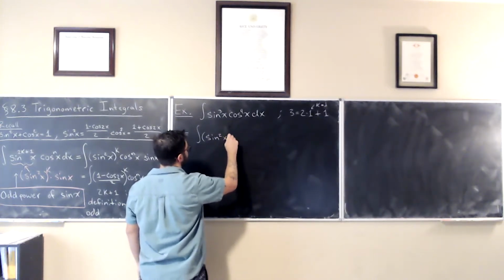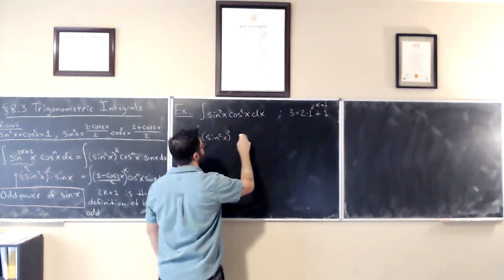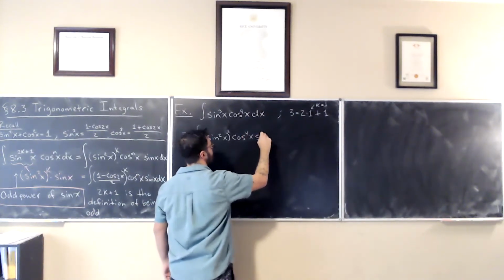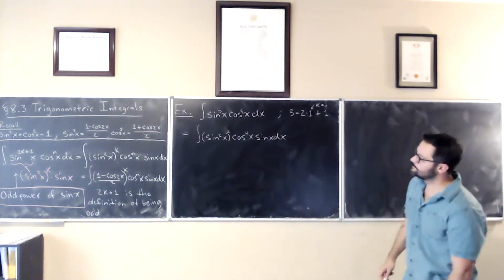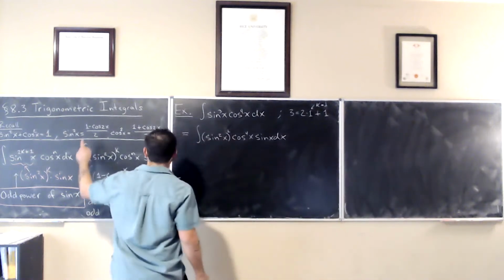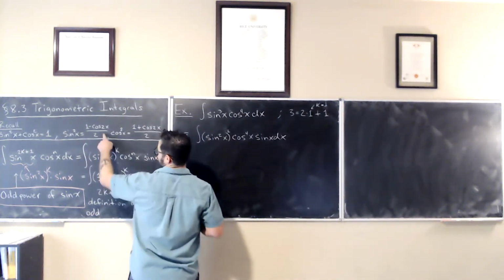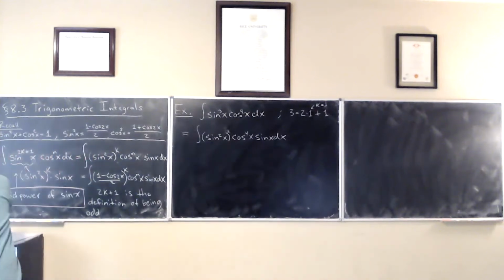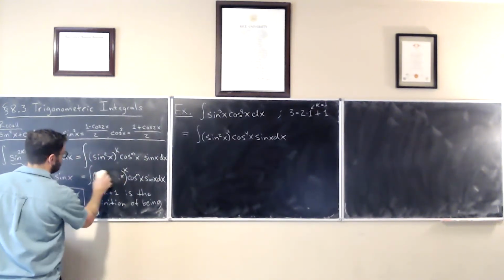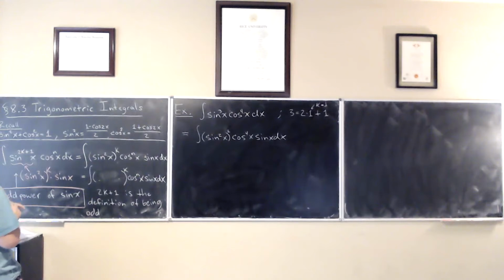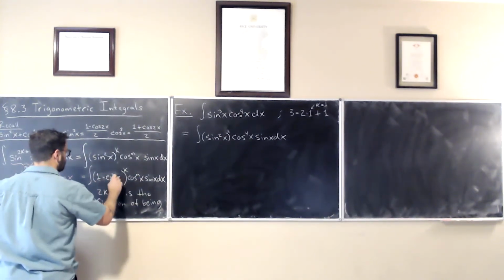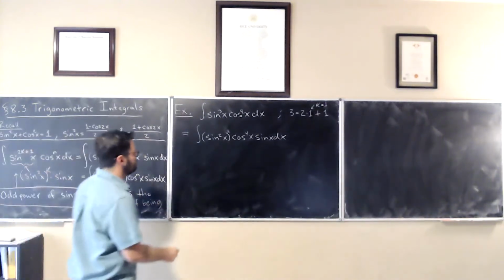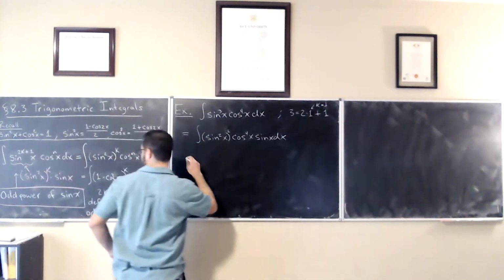So that's sine squared x to the power of 1 and then cosine to the power 4, and then we have our sine x over here. Now we're going to replace sine squared x with this identity, this one, that'll be more convenient. This identity here would say that sine squared is equal to 1 minus cosine squared. So sine squared x is equal to 1 minus cosine squared x.